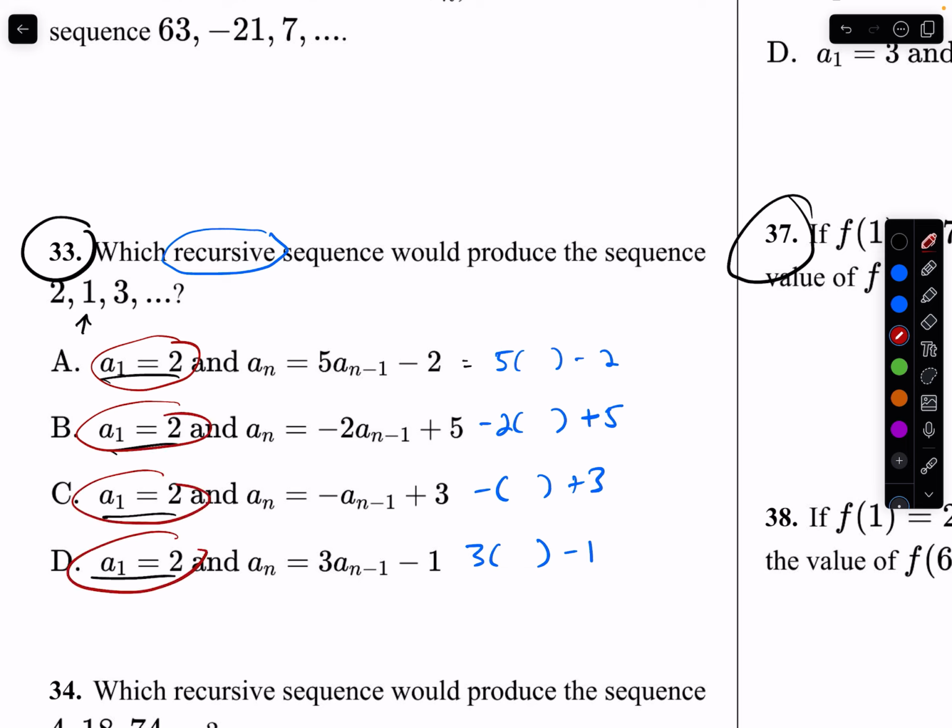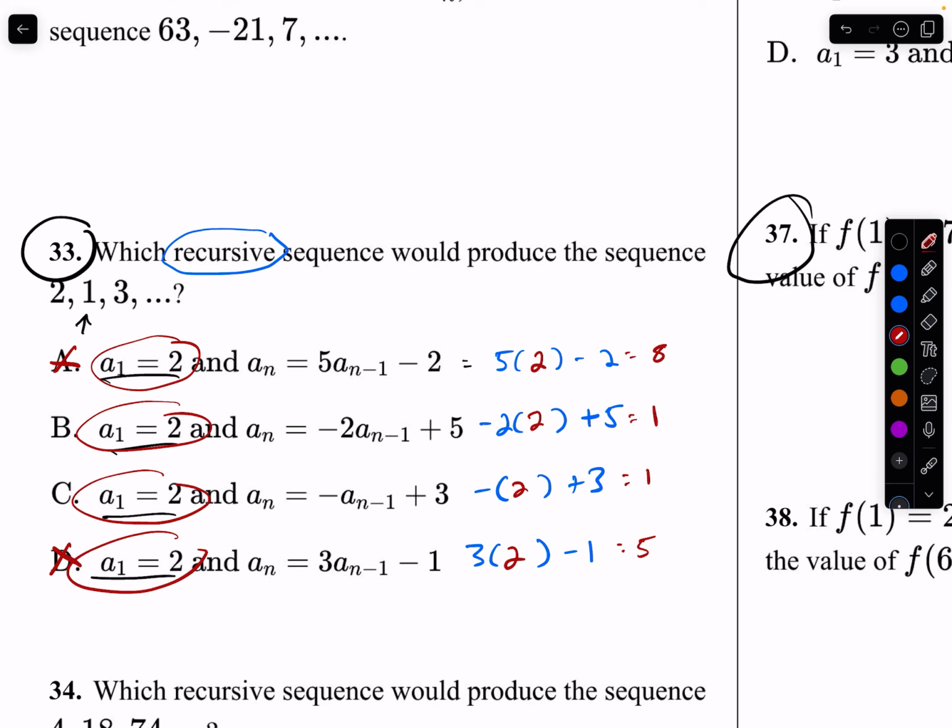So let's see if we get 1 as our answer. So I take 5 times the previous term, which is 2. Okay, so which ones generate the number 1? Right away, 5 times 2 is 10, minus 2 is 8. That does not work. -2 times 2 is -4, plus 5 is 1. That works. The opposite of 2 is -2, plus 3 is also 1. That works. And 3 times 2 is 6, minus 1 is 5. That does not work. So 2 of them definitely do not work.